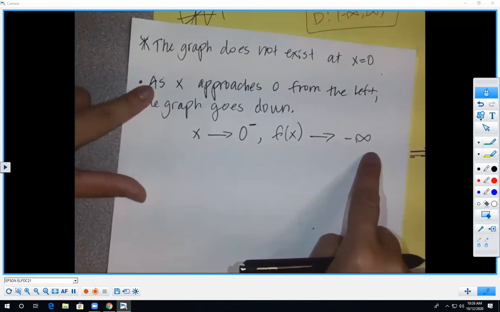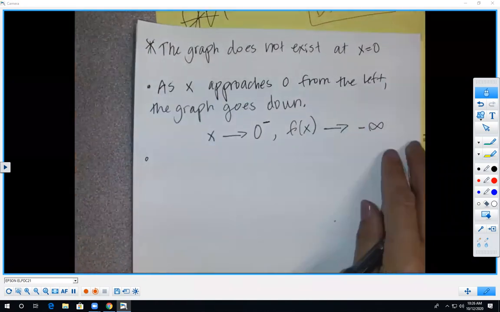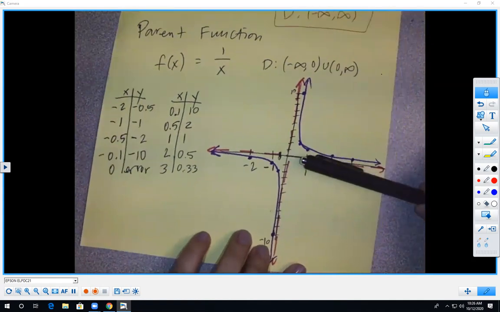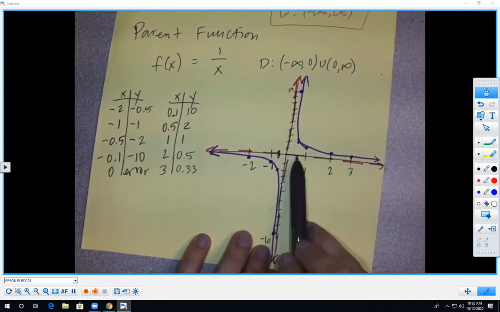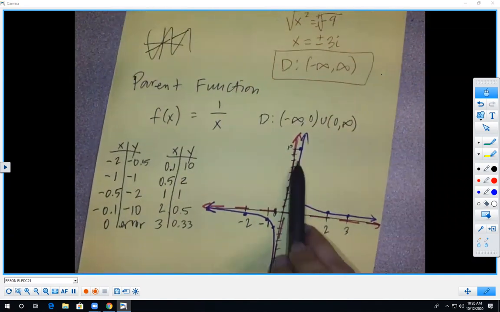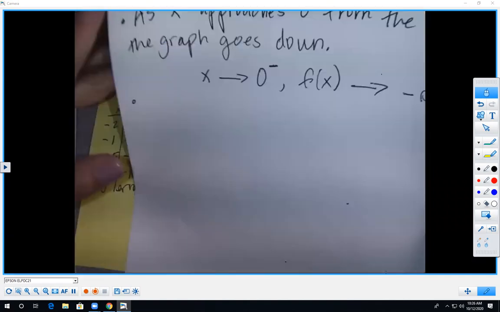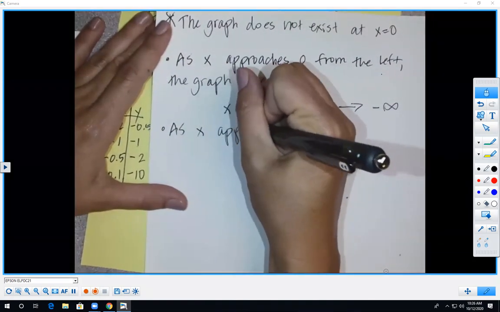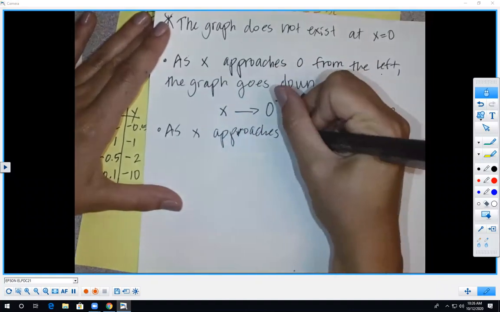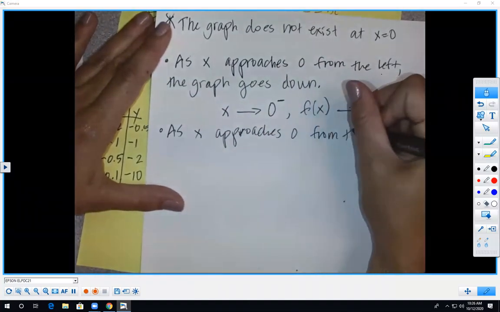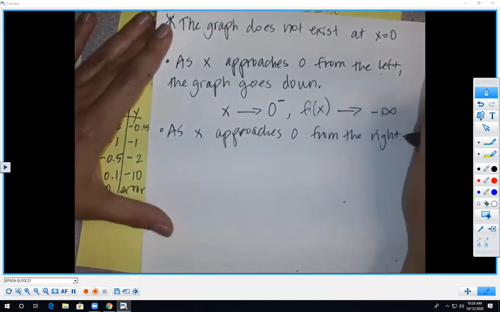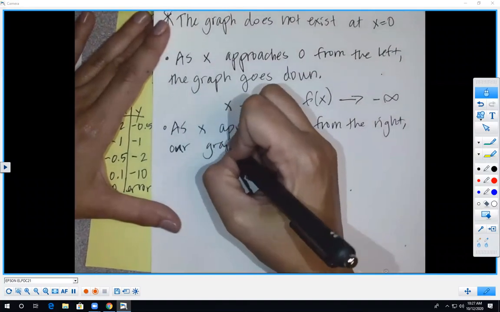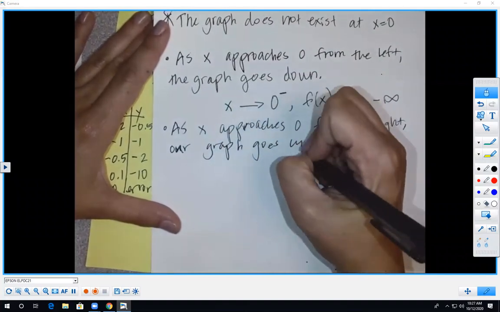Does that make sense? Okay, let's do the opposite direction. As x approaches 0 from the right, if we're coming up this way, getting closer and closer to 0 here, what's happening to our purple graph? It's going up, right? So as x approaches 0 from the right, our graph goes up.